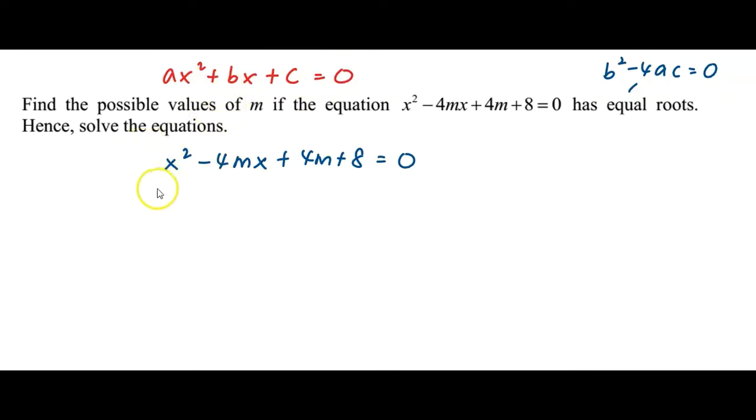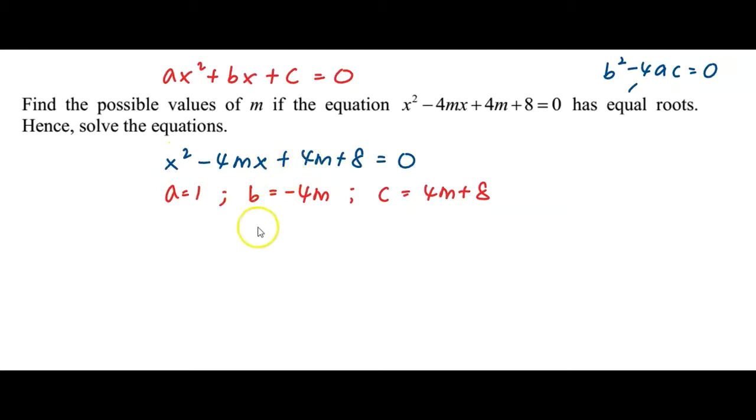We know that a is equal to 1 and the value of b will be negative 4m. That will be the coefficient of x, and c will be the constant. Here we have 4m plus 8. So now I'm going to substitute those values a, b, and c into this discriminant b squared minus 4ac and equate it to 0. After we solve for the value of m, we will need to solve the equation by substituting the value of m into the equation.